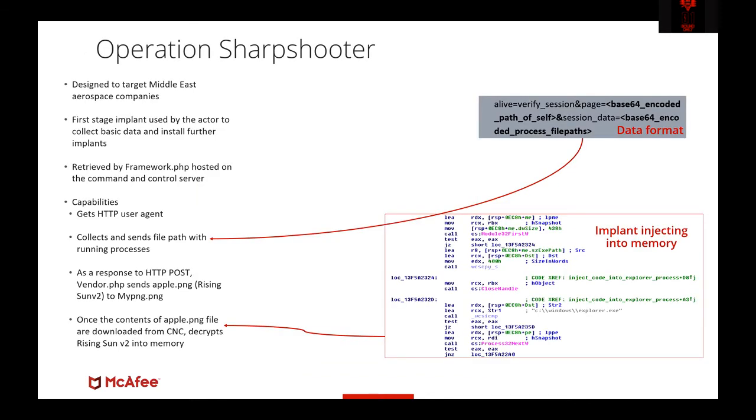And so further, just a little bit more details about how the infection actually works. So one of the ones here where we're seeing a malicious document delivering a payload, there was a first stage implant which would load into memory, which was basically responsible for collecting initial information. And so that was actually retrieved by framework.php and hosted on a hack server. And so some of the capabilities of that in-memory implant was gathering user agent, collecting file path, processes, etc.